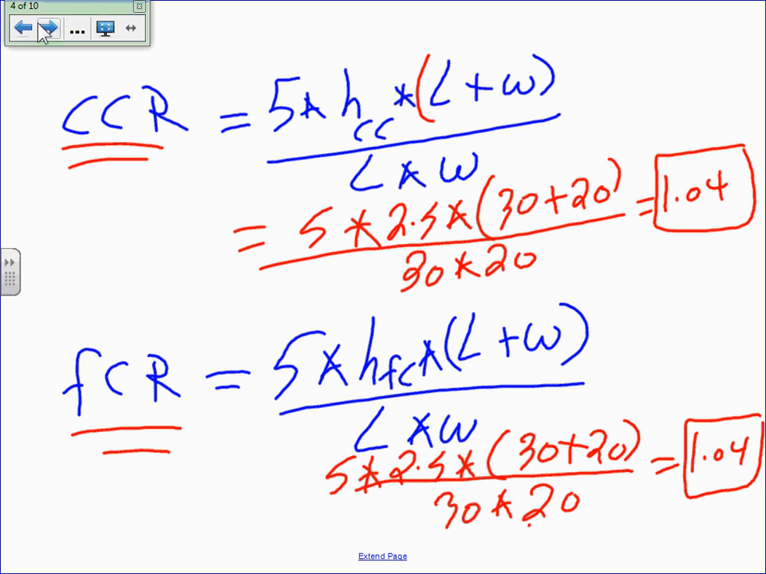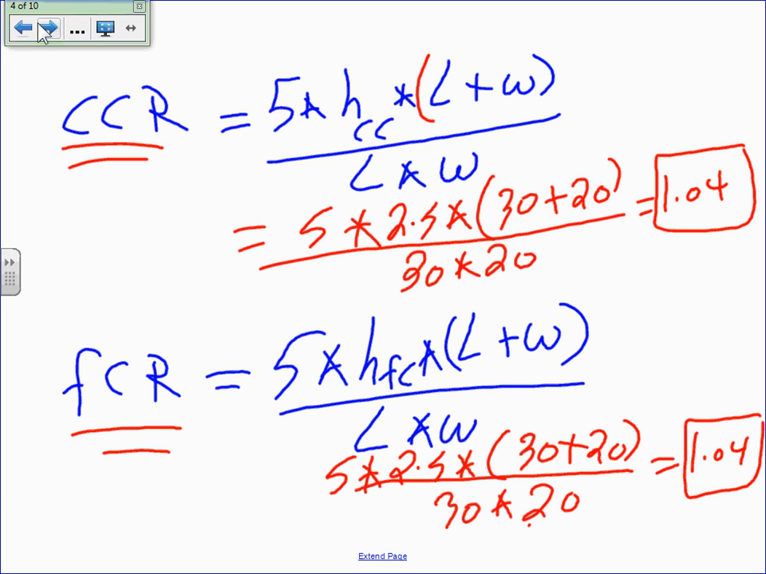Okay, 5. Where did the 5 come from? Constant. Where did the 2.5 come from? The height of what? Of the ceiling cavity. Thank you. Where did the 30 and 20 come from? That's the dimension of the room, Chad. Duh. Look at the cavity, the ceiling cavity ratio. Here's my ceiling cavity ratio. Let's go to the floor cavity ratio.